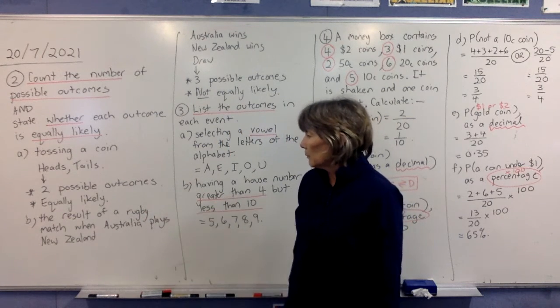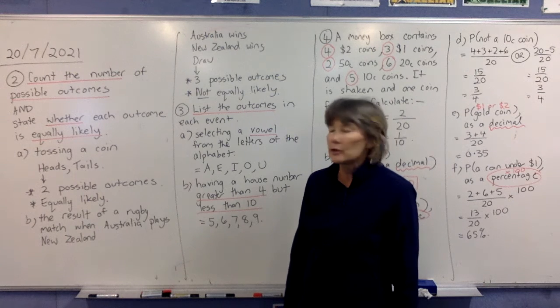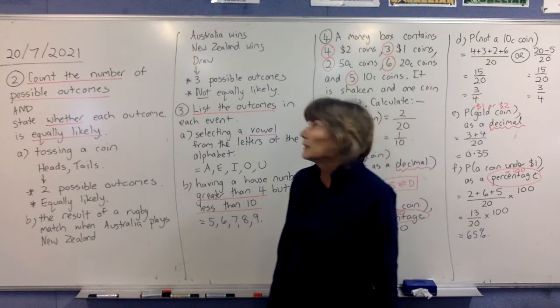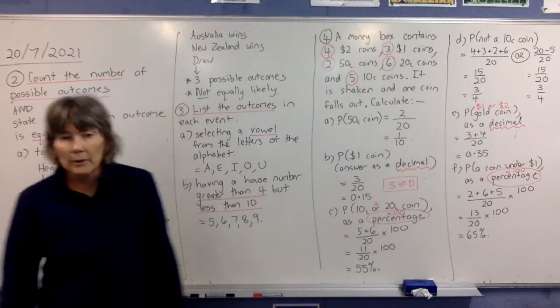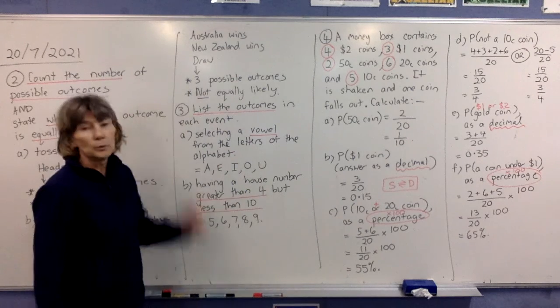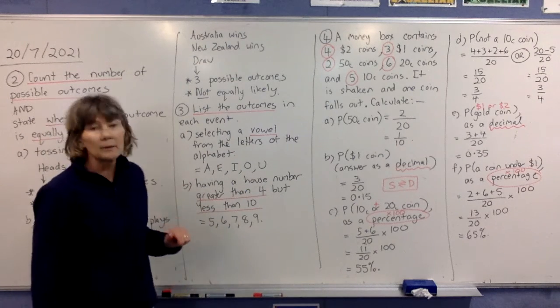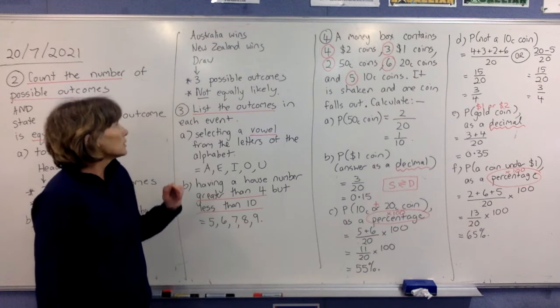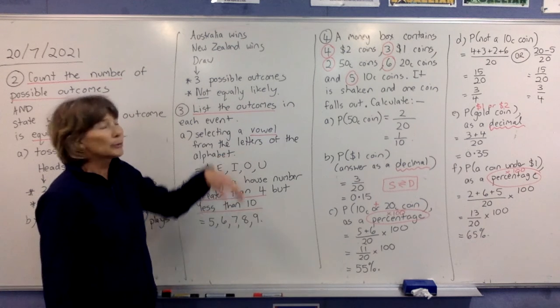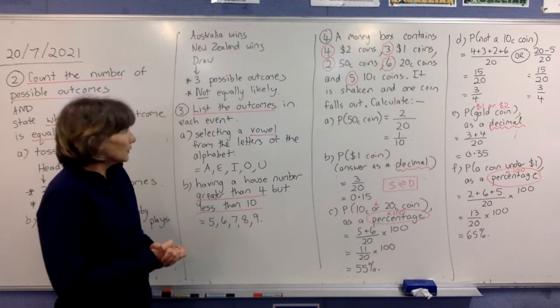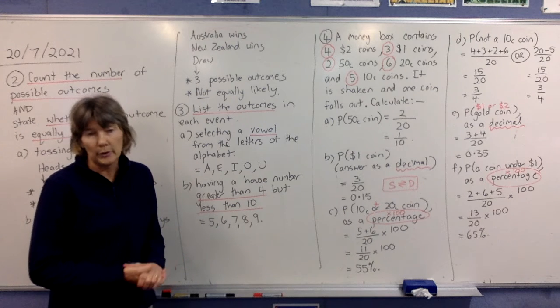In part B, we have the result of a rugby match between Australia and New Zealand. The things that could happen: Australia could win, New Zealand could win, or they could have a draw. So the number of possible outcomes is 3. Are they equally likely? No, not at all.